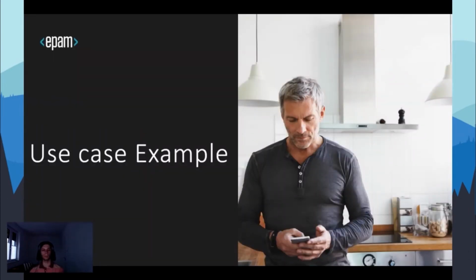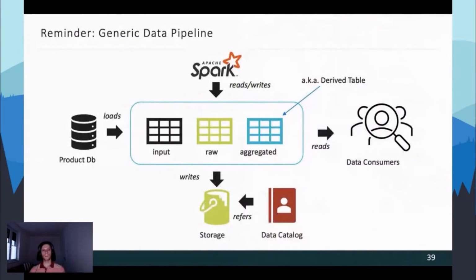Okay, so with regards to the use case, let me first remind you how the whole pipeline looks in a nutshell across different pipelines or use cases. We have a product database where we copy data to so-called input data folders. Then we register this data, and we start calling it raw tables or raw data. Then when we do something useful with this data, we call it aggregated. And these aggregated tables we also call derived tables.